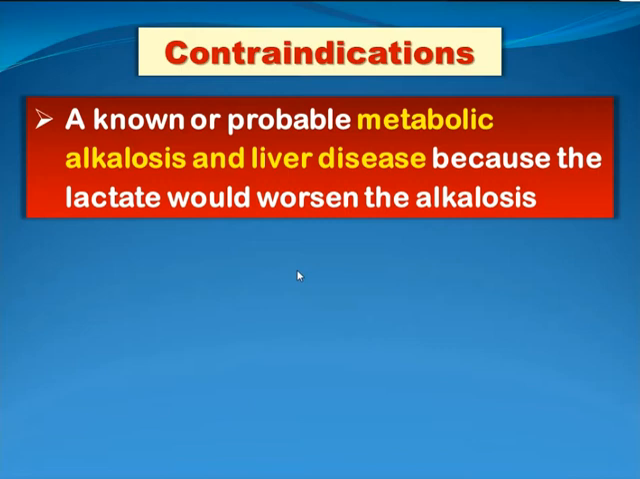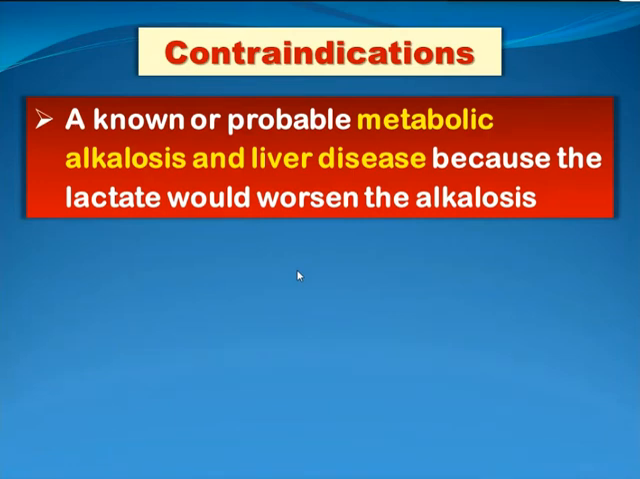Why? Because in metabolic alkalosis and in liver disease, the lactate that is found in Ringer lactate, after introducing it into the circulation, will be converted to base. It will be converted to bicarbonate, and this will worsen the alkalosis. So, in metabolic alkalosis, of course, you will add a burden, while in liver disease, because there is an impairment of the metabolism of the lactate, it will be converted to the base, as I said, and worsen the alkalosis.